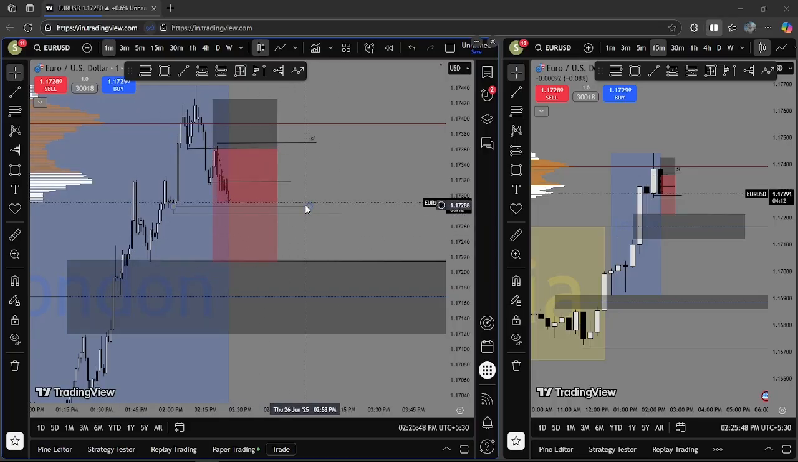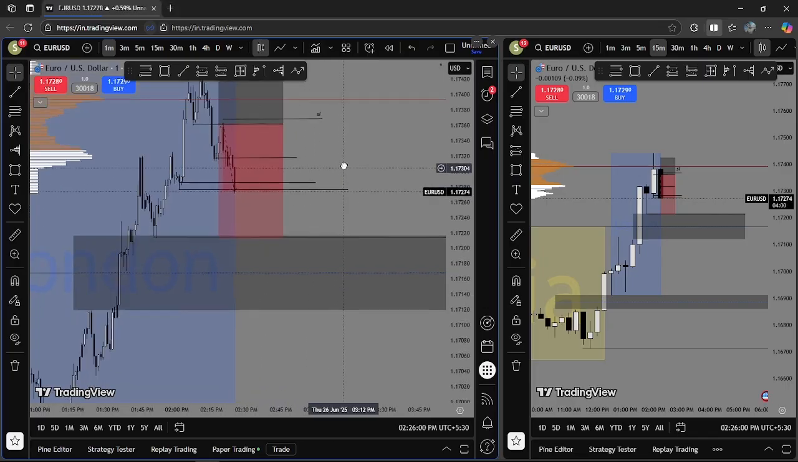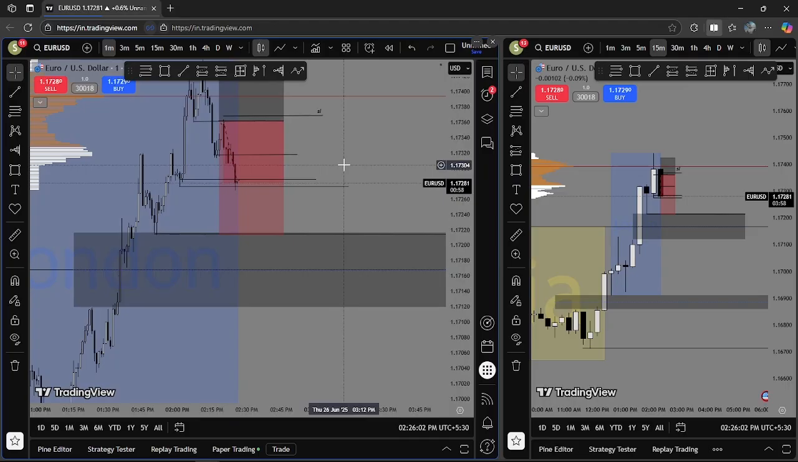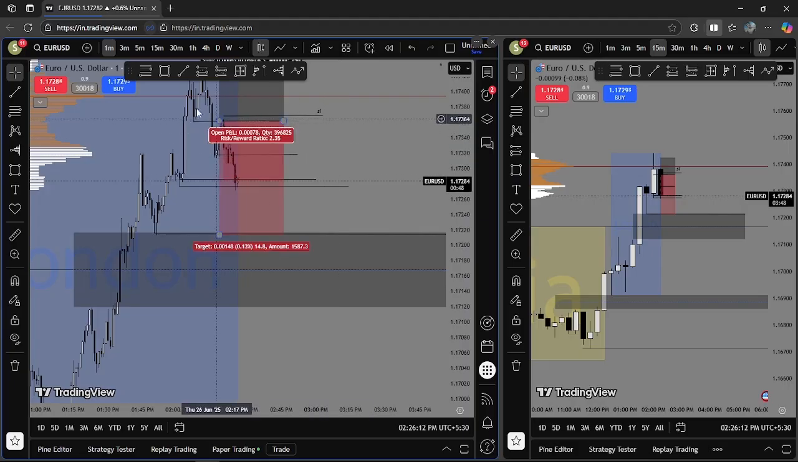Okay, time to go break even. Stop loss. Okay, I'm in complete break even right now. 65 euros minus 9.